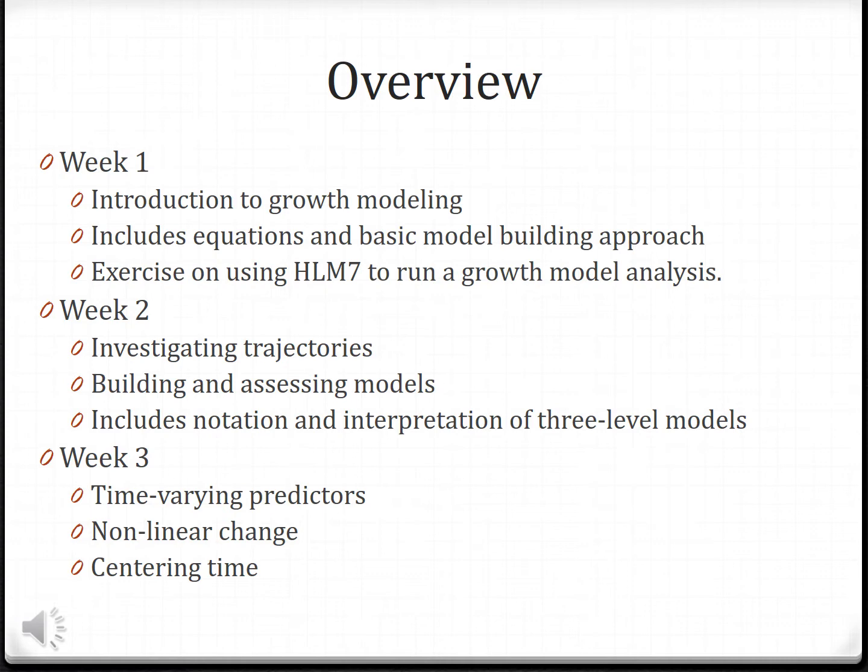And then week 3, I will introduce you to time varying predictors, so predictors that change over time as does the outcome. And we will also talk about nonlinear change. And then we'll talk about centering time, which is a little bit different from centering other variables. So lots of exciting things to come.